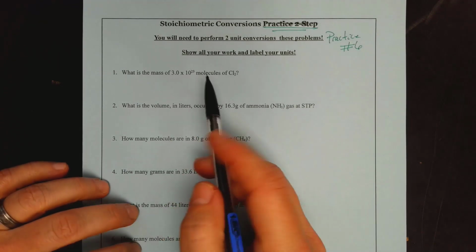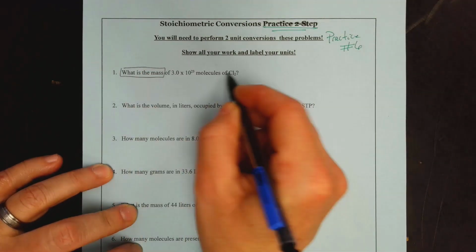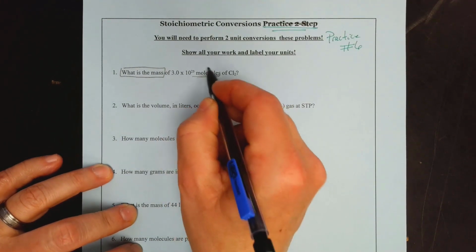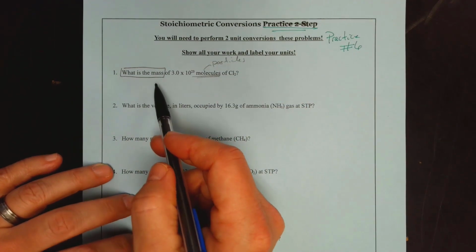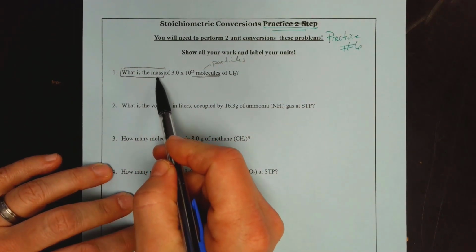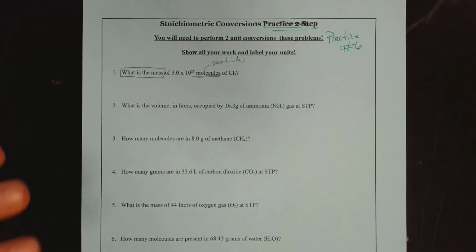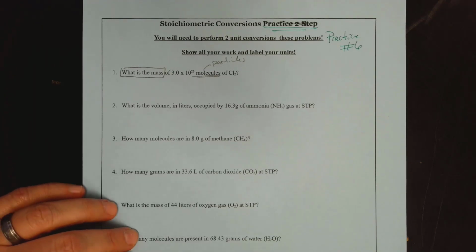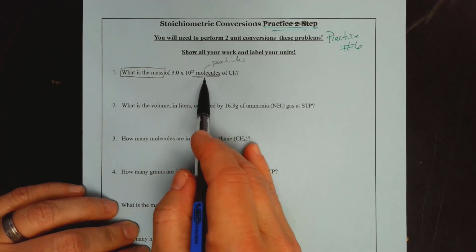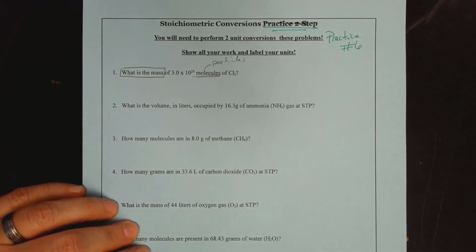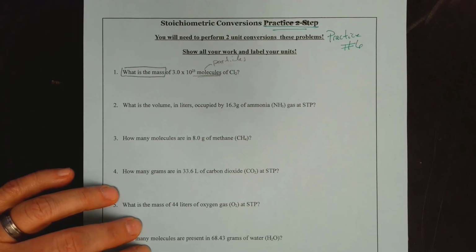So on this first one, we have to find out the mass if we are given particles. In this case, the particles are molecules. There's no direct conversion factor that we can use to get from mass to particles. So as you saw in your notes, the rule is we must convert to moles first. Because if we convert to moles first, we can do particles to moles, and then moles to mass. So we have to do that extra step. Let's get to work on these problems, and hopefully this will help show you the process.